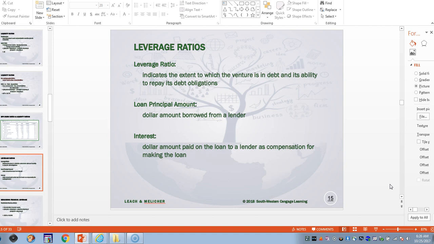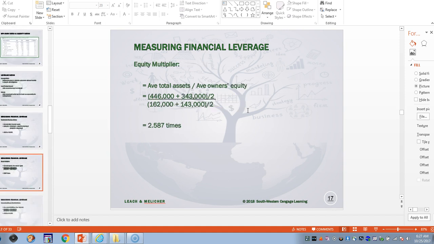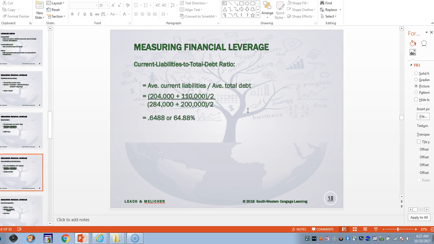All right, and we move on to the leverage ratios now. And that's your ability to pay your debt, right? The extent to which the venture is in debt and your ability to pay it, right, the debt. So you have total debt to total asset ratio. You just take these numbers off of the balance sheet, right? Debt and total assets both come off the balance sheet. And again, you can see they're always dividing by 2 because they're always taking an average of 2 years. Equity multiplier, same thing. And current liabilities to total debt.